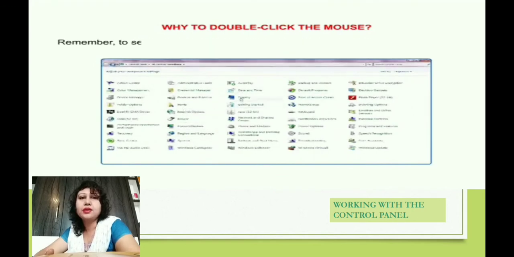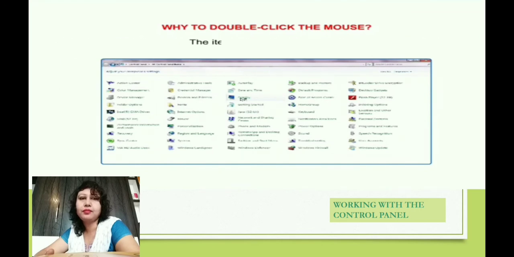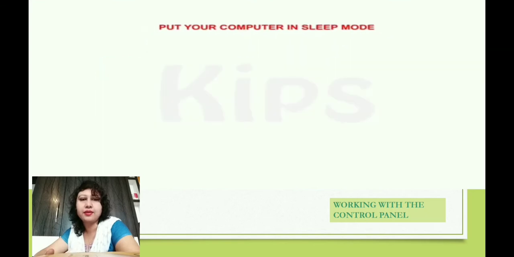Remember, to select any item from a list of items, we just have to place the mouse pointer there. The item will be highlighted. Now, to open any program or document, we just have to click on it. Just a single click and the item will open. The document or the file will open.